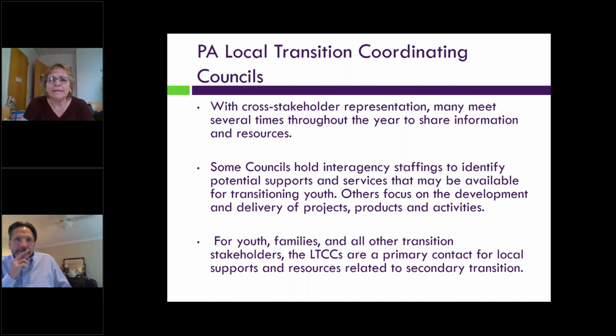So what exactly is a transition coordinating council? Well, it's stakeholder input. I participated in our transition council meetings when David was in school. And the meetings were held during the day, which sometimes is difficult for families, but a lot of times that's what happens. So I was usually one of maybe 2 or 3 families that would attend these transition councils, but that was in my county.